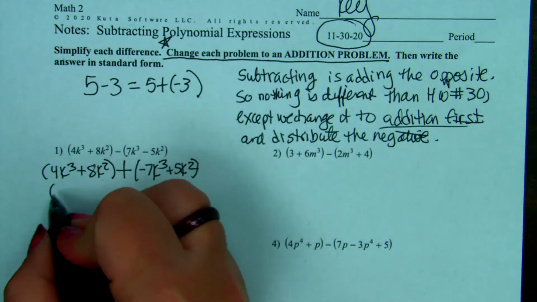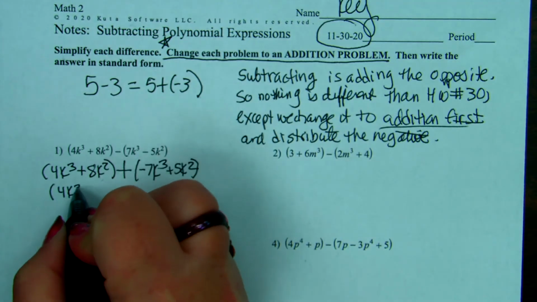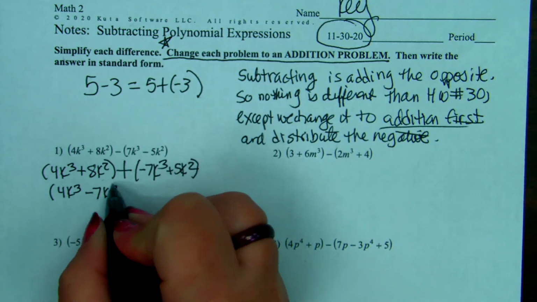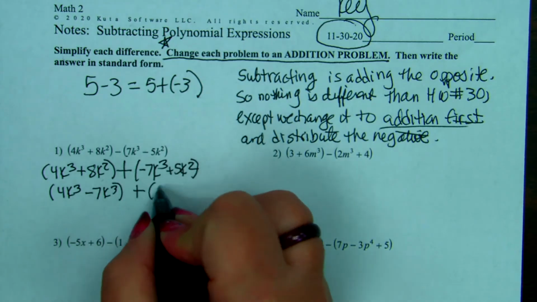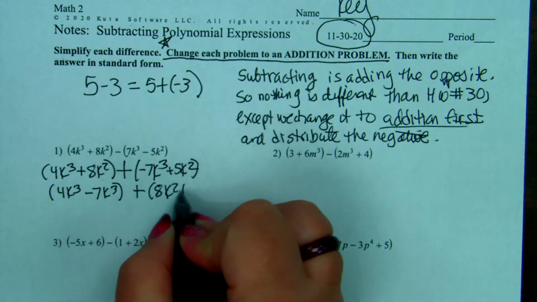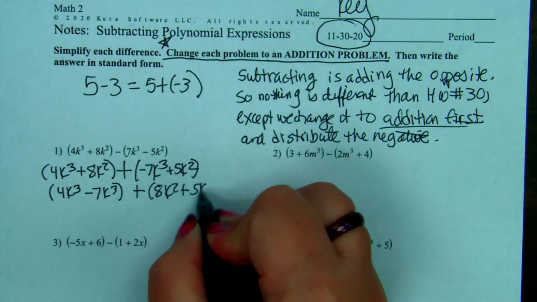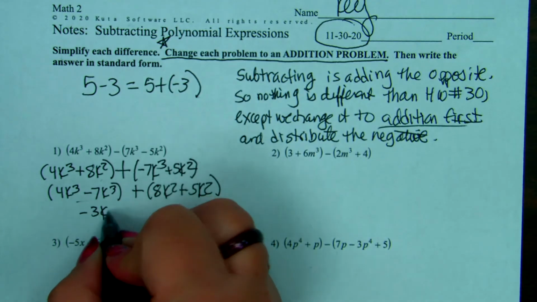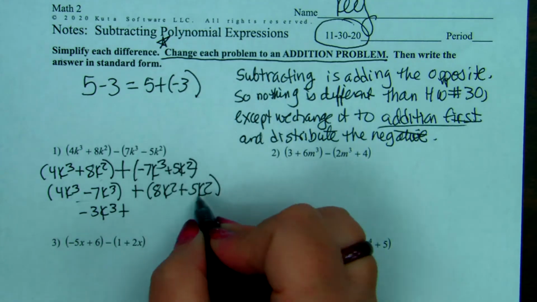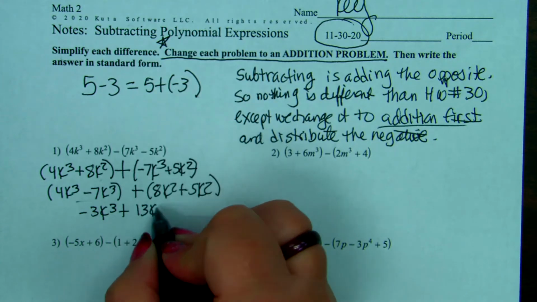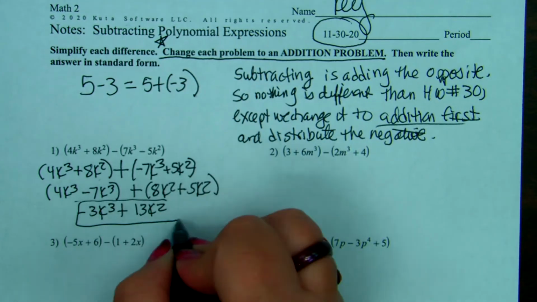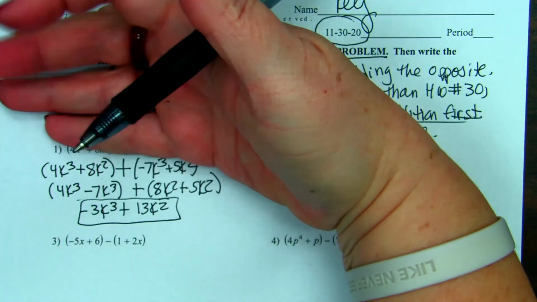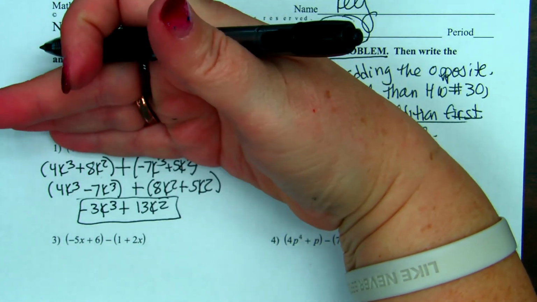Then we take our like terms, 5k cubed, and here's another k cubed minus 7k cubed. This is how we did homework number 30. 8k squared plus 5k squared. And then we combine like terms. So negative 3k cubed plus 8 plus 5 is 13k squared. So from here on, it's just like what we did on number 30.